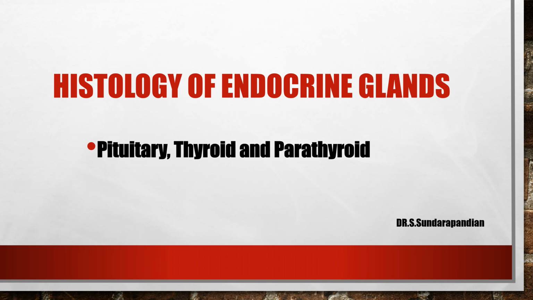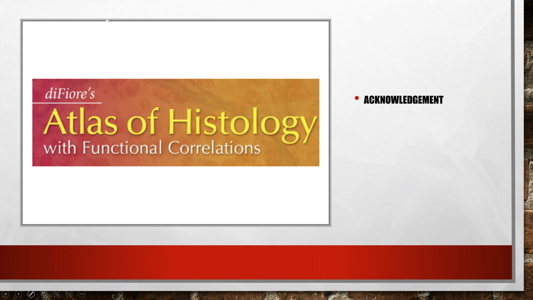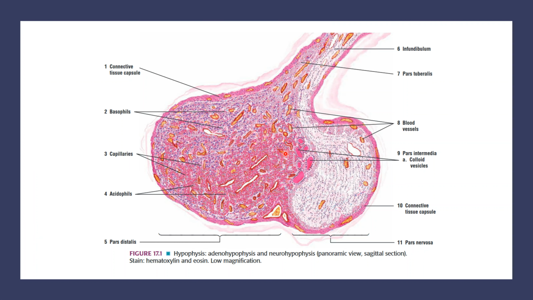Dear students, today we are going to see the microscopic features of some of the endocrine glands, mainly pituitary, thyroid and parathyroid. All the pictures are taken from the D5 atlas. What we are seeing here is the panoramic view of the pituitary gland.